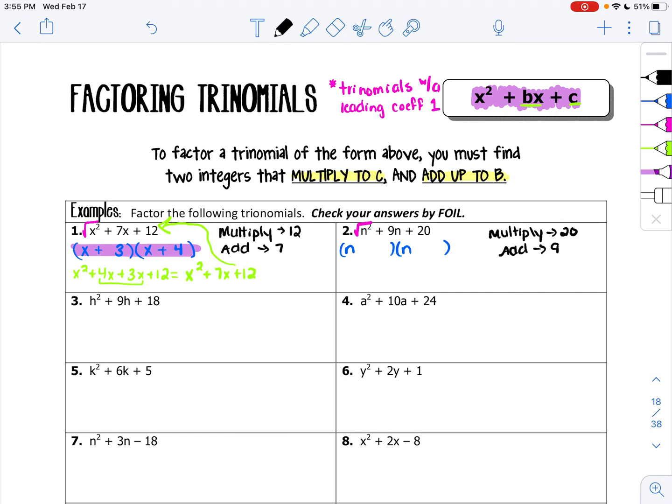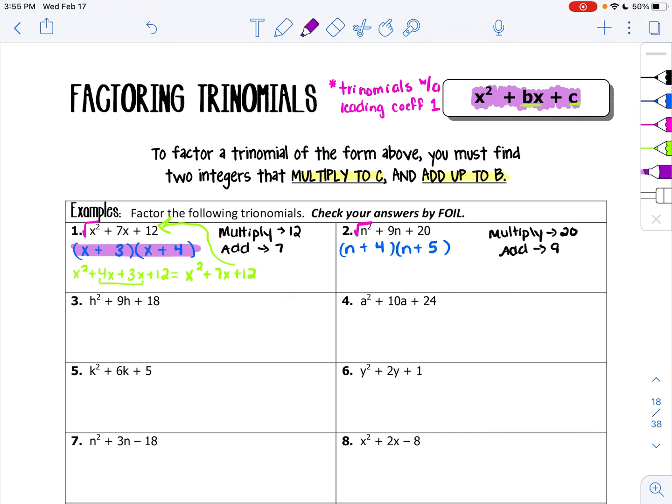So we want to think of all of our combinations to multiply and get 20. You have 1 times 20, 2 times 10, 4 times 5. Of these combinations, I need to be able to add and get 9. Well, 1 plus 20 is 21, 2 plus 10 is 12, 4 plus 5 is 9. So the second two terms are 4 and 5, both being positive, because positive 4 times positive 5 is 20, and 4 plus 5 is 9.